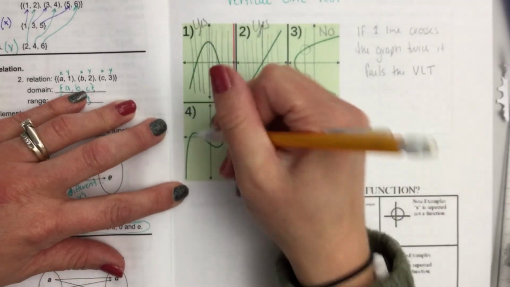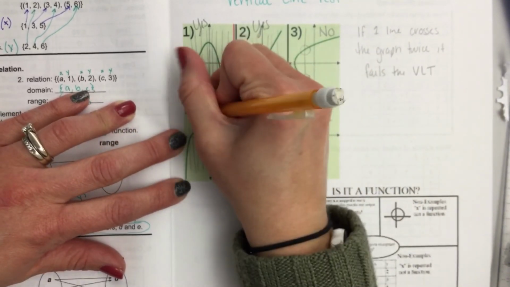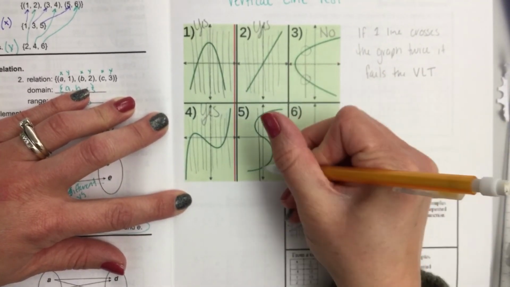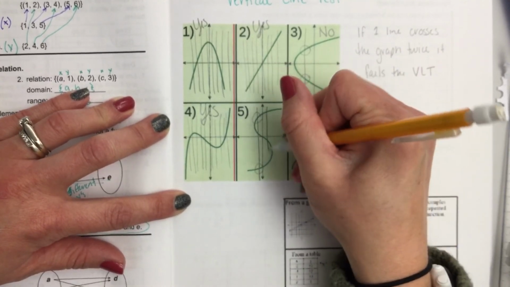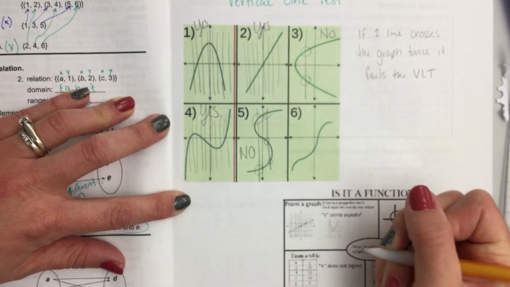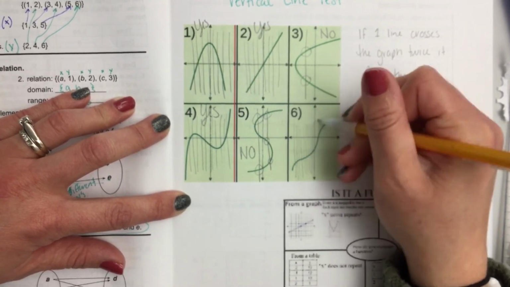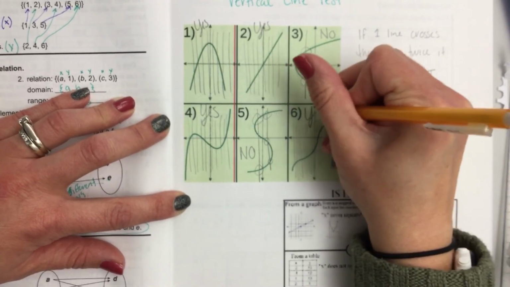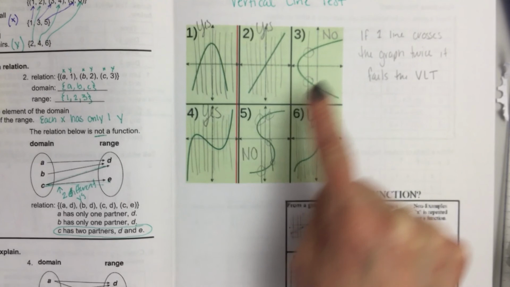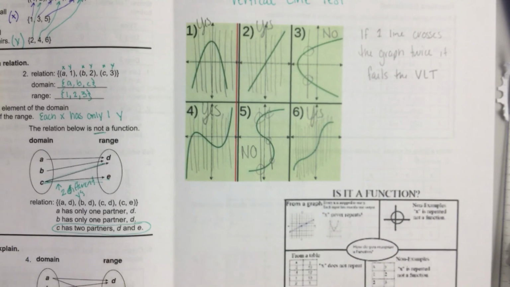Number 4, even though it's a squiggly line, I can draw a million vertical lines. Does it pass? Yes. But number 5, you can look right here. It's not the only place. Look at this one, it crosses 3 times. So this one is a no. Then number 6, even though it's squiggly, I don't see any spots where it would fail that vertical line test. So it would be a function. So that's the vertical line test. If it crosses the vertical line twice or more, it's not a function.